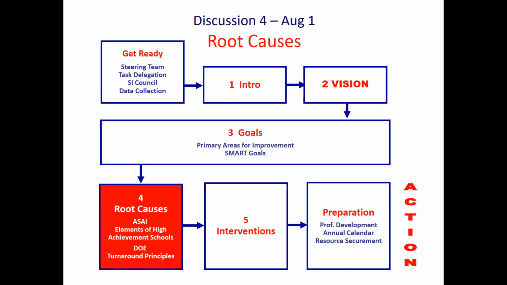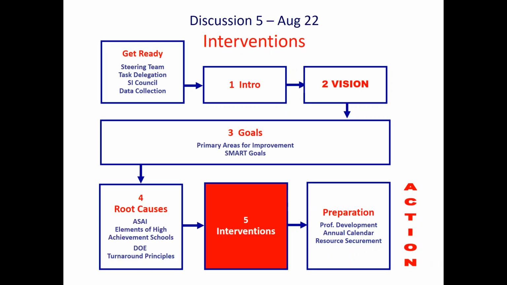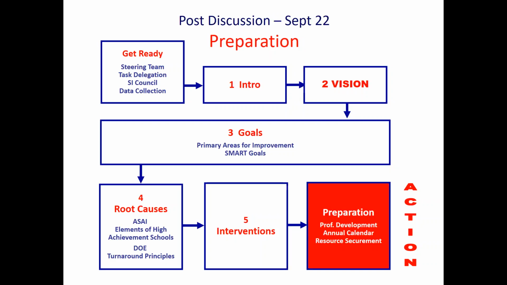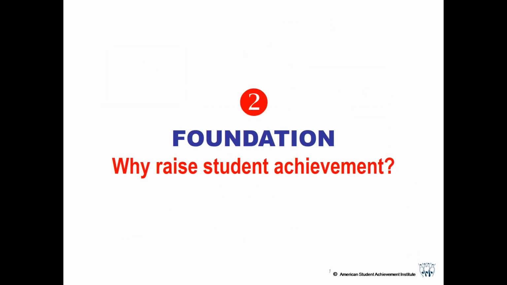And then we'll come back and look at the root causes, the things that are getting in the way of your goals. And then once we know what the root causes are, we'll look at what interventions you need to put in place in your school and your community to address the things that are getting in the way of achievement and reaching your goals. And then finally, once we know what those interventions are, we'll prepare to put those interventions into place, especially with professional development. We don't think it's fair to ask teachers to do something differently in their classrooms unless we've really prepared them to do it well. So we'll look at that in preparation, as well as developing an annual calendar and getting any resources that you may need for implementation. So yeah, that's the process in a nutshell.